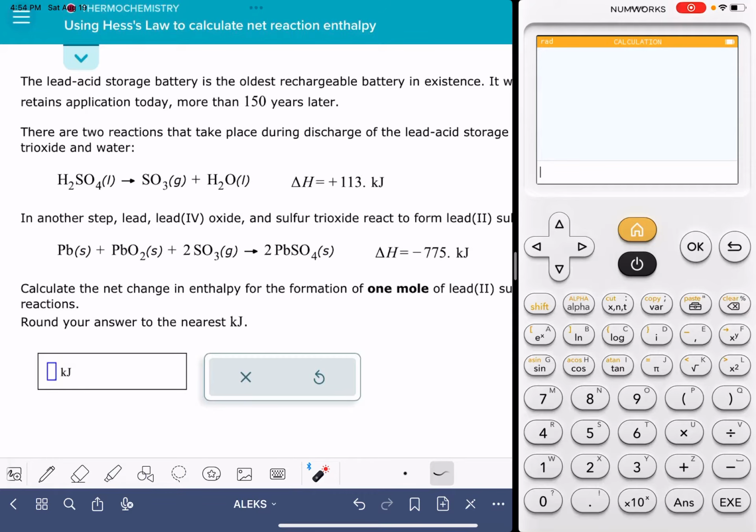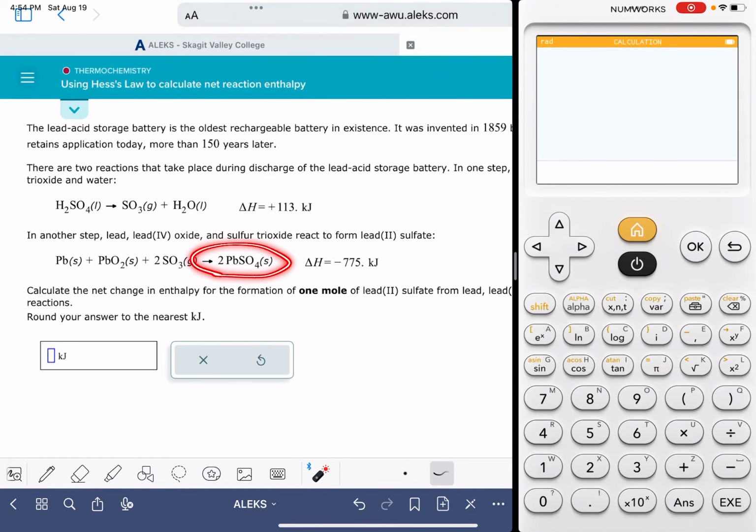In this video, I'll show you how to solve the ALEKS problem called using Hess's law to calculate net reaction enthalpy. This problem is a little bit trickier than it seems like it should be. Here we've been given two chemical equations. We're being asked to calculate the enthalpy for a product of equation number 2.